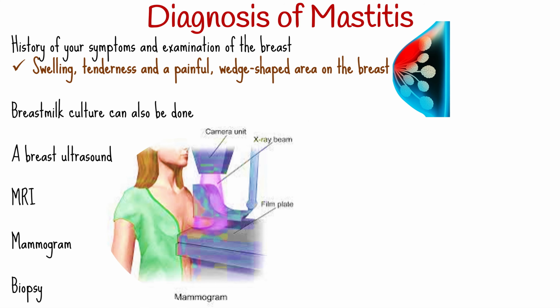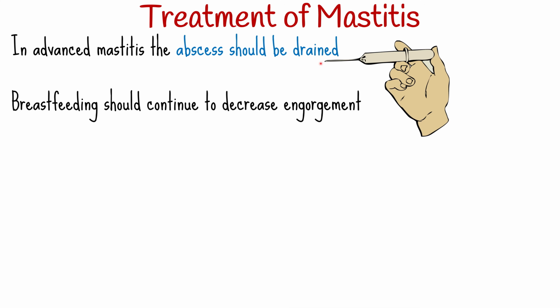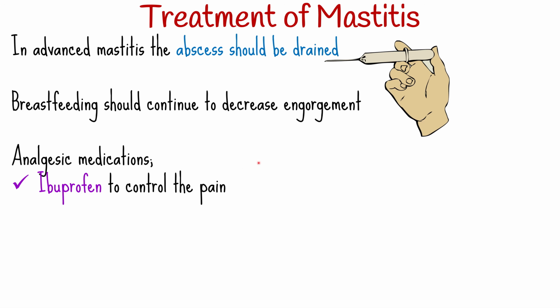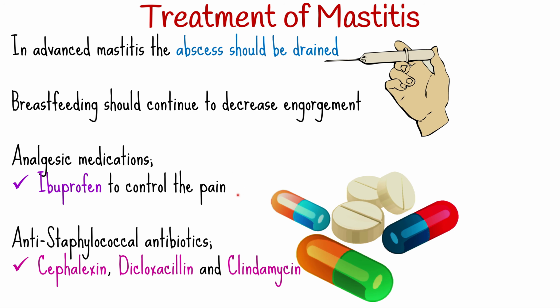Several forms of treatment for mastitis are available. If the mastitis has advanced to suppuration, the abscess should be drained. Breastfeeding from the affected breast should continue to decrease engorgement. This will maintain your milk flow and keep your breast from becoming overly full with milk. Analgesic medications like ibuprofen can be given to control the pain. Anti-staphylococcal antibiotics like cefalexin, dicloxacillin, and clindamycin can be used to control infections.